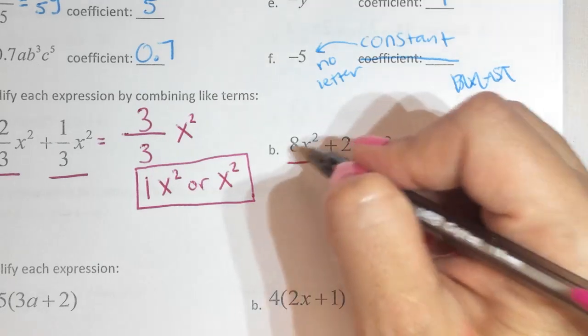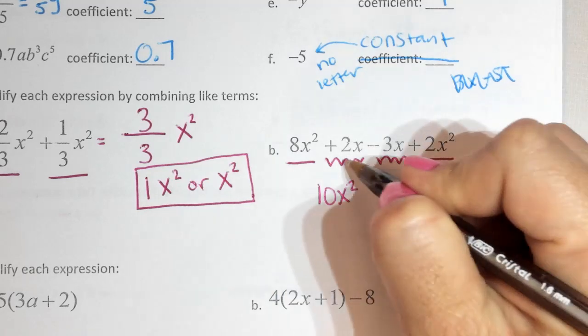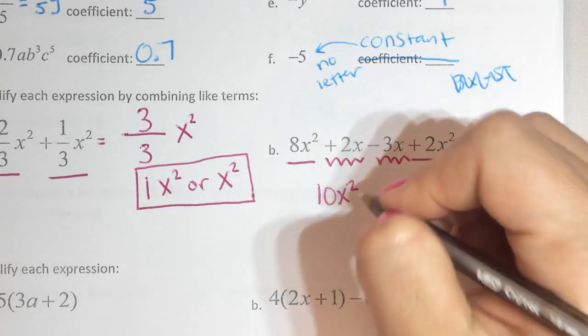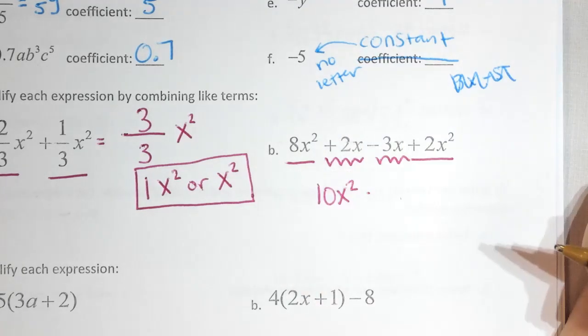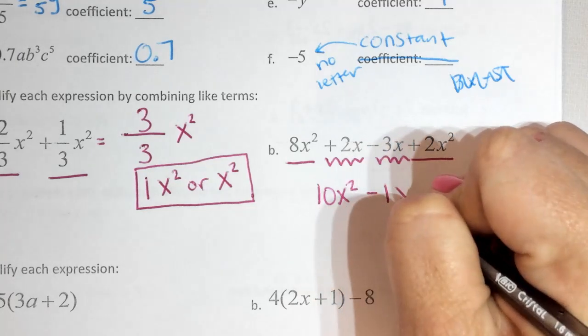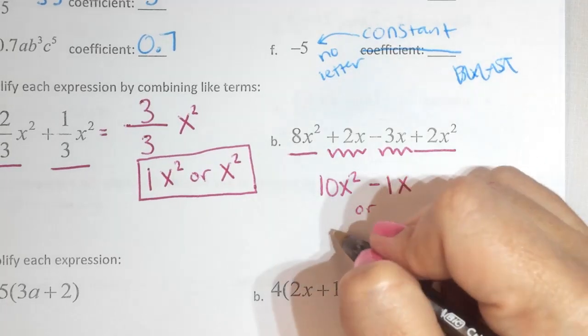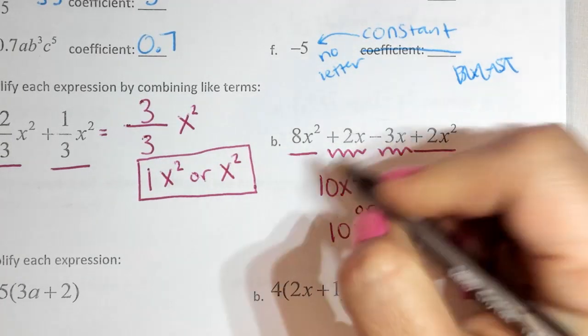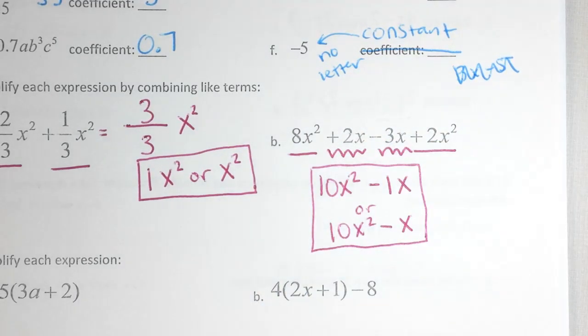Okay, so knowing that, what's 8x squared plus 2x squared? And what's 2x minus 3x? 2x minus 3x. Negative 1x. Which I can also write how? As just negative x. So either of those would be accepted. 10x squared minus x. Okay, any questions with that?